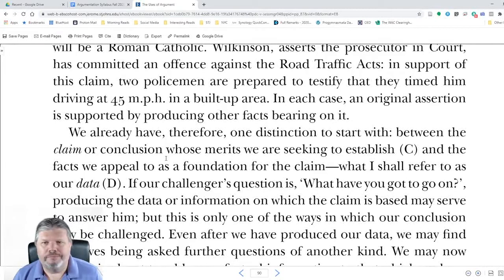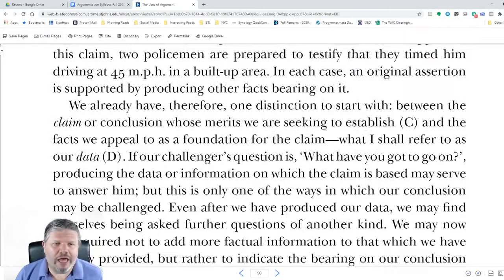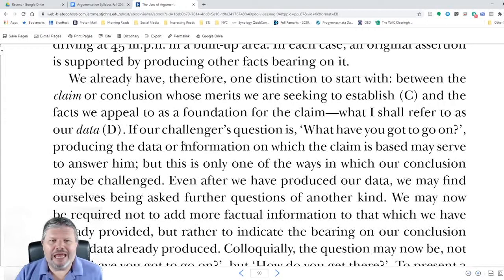So we already have, therefore, one distinction to start with between the claim or conclusion whose merits we're seeking to establish, C, and the facts we appeal to as a foundation for the claim, what I shall refer to as our data, D. If our challenger's question is, what do you have to go on? Producing the data or the information may serve to answer him, but this is only one of the ways that we can be challenged. So he's saying argumentation is much, much more complex than fact, proof, claim, which is the way the current media and our current environment want us to think about argument, isn't it?